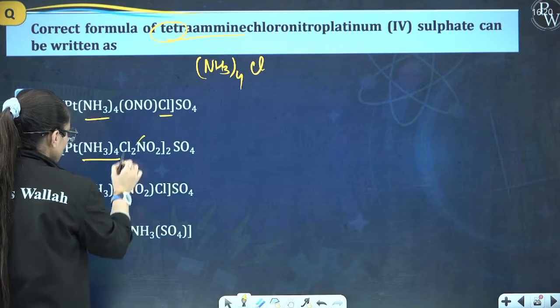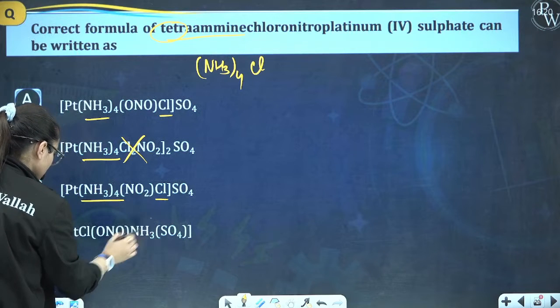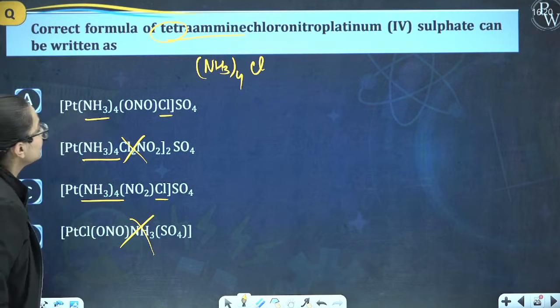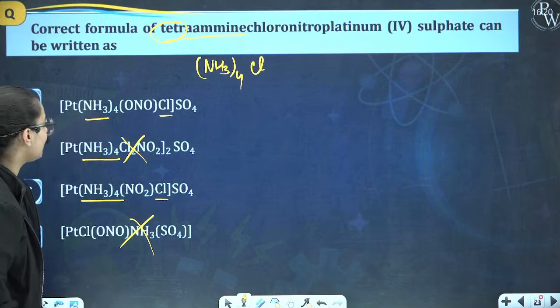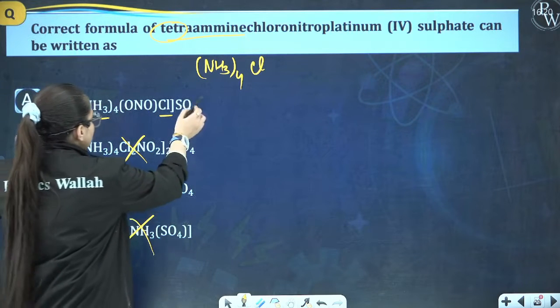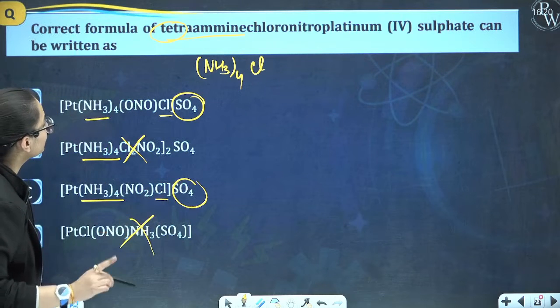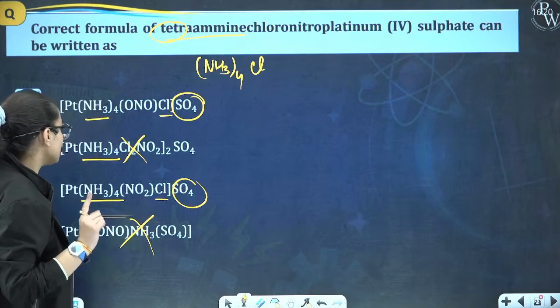NH3, 4, there are 2 Cl? No. NH3, 4, 1 Cl. Here, NH3 is 1, so this is also wrong. Either it can be A or it can be your C option. Now, chloro we have done. Nitroplatinum(IV) sulfate. Now see, sulfate is present outside. Great. Now we are left with only nitro, and the oxidation state as +4.